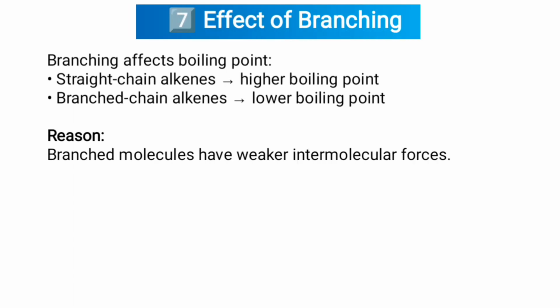Seventh one, effect of branching. Branching affects boiling point. Straight chain alkenes have a higher boiling point. Branched chain alkenes have a lower boiling point. Reason: branched molecules have weaker intermolecular forces.